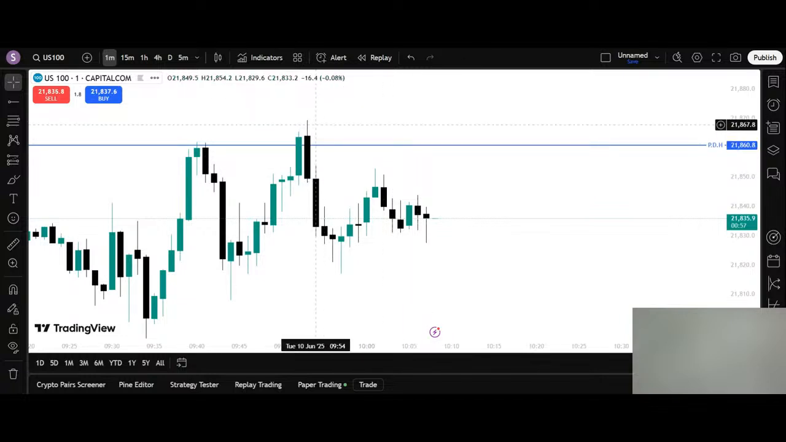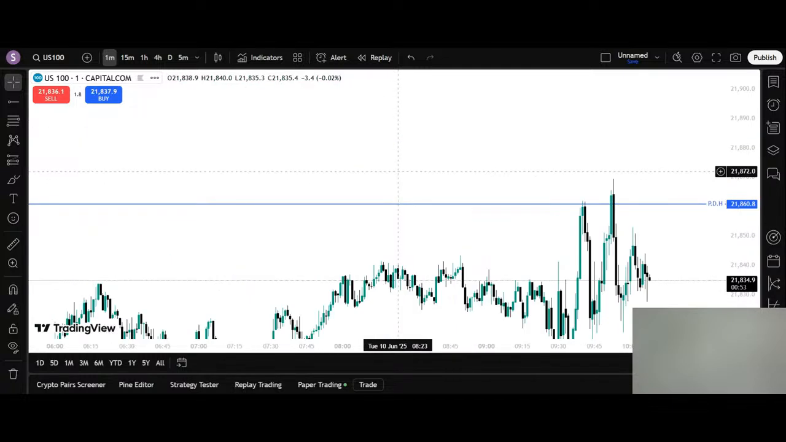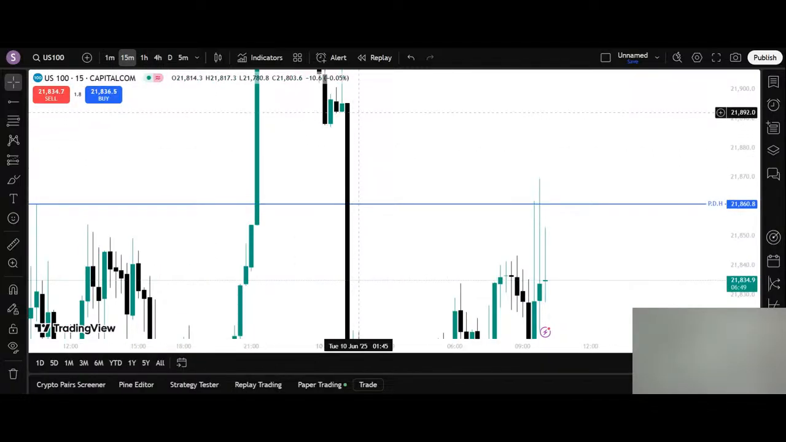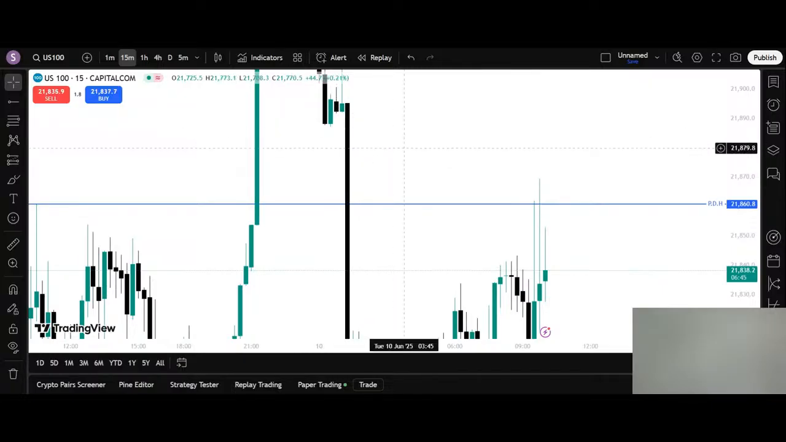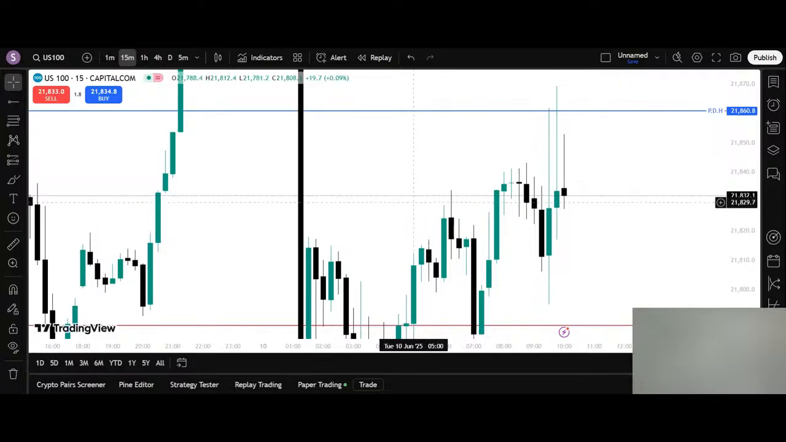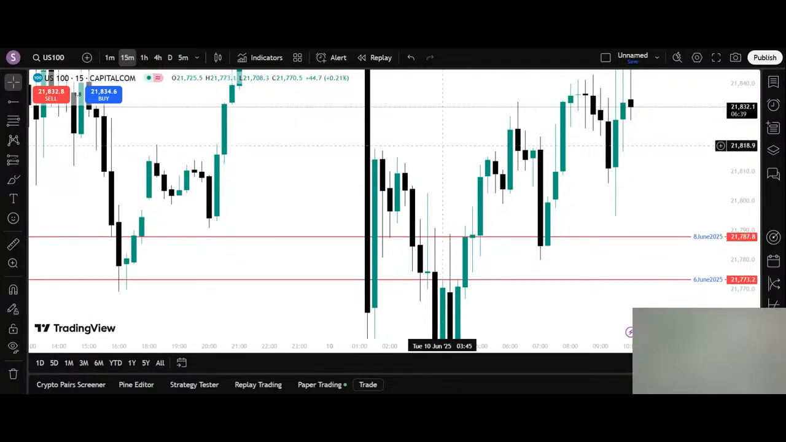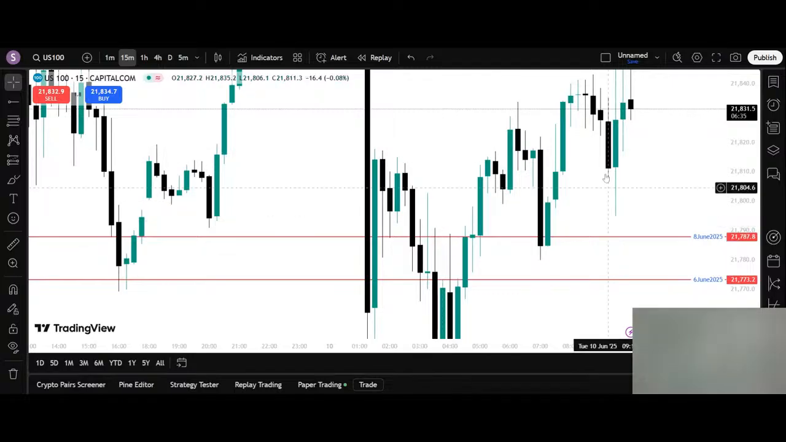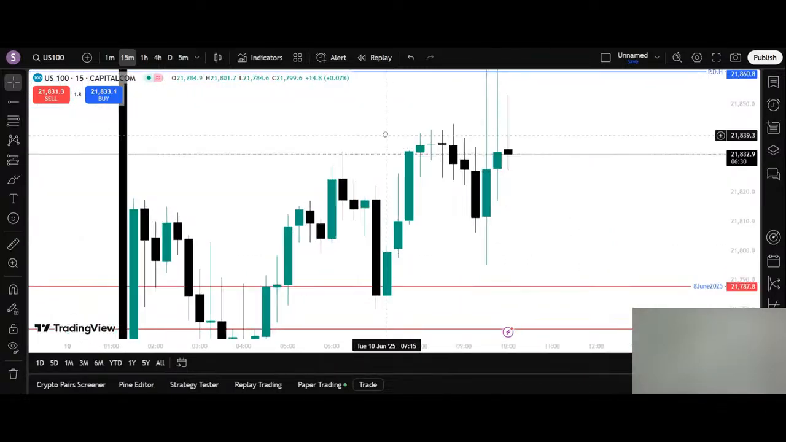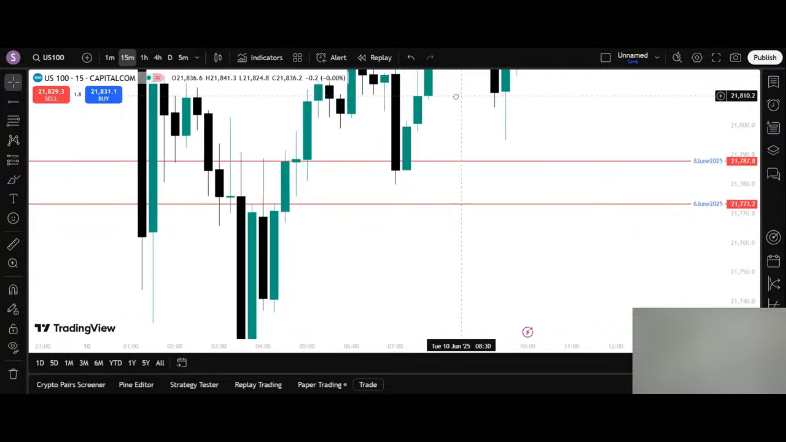But if price pumps and breaks this high over here with strong momentum, I think it will be going to the top of this bearish FVG at 21,892. But I think a sell is more likely. So we're just gonna have to wait. Let's see.